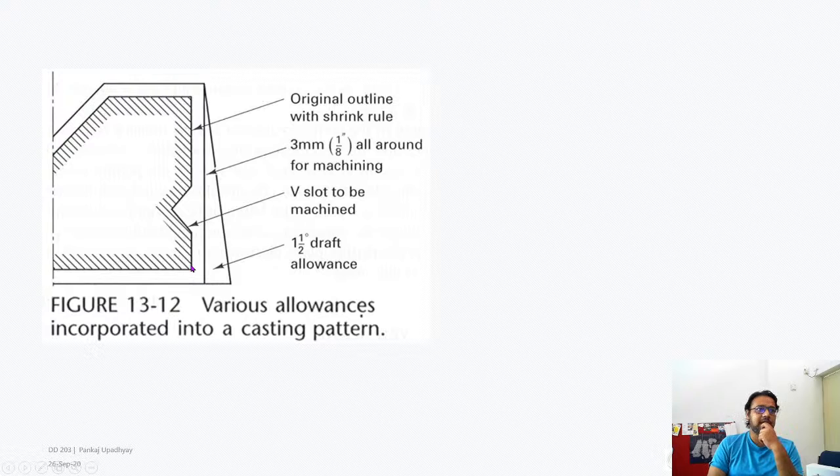And next is the draft angle. You add the draft angle to all the flat surfaces. Let's say the parting line is somewhere here, and this surface is straight, perpendicular to the parting line. That is not acceptable. Any surfaces which are perpendicular to the parting line, you add around 1.5 degrees of allowance. 1.5 degrees is actually quite less.